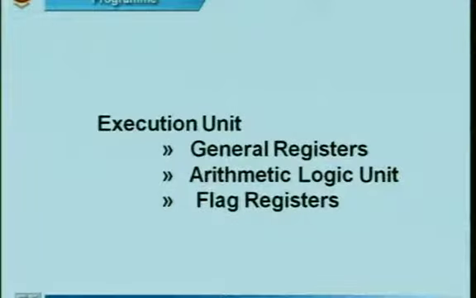Now, the data has to be obtained from some register, and this particular data, whatever is required for the arithmetic or logical operation, is obtained from the general purpose register. So, we are trying to talk about these two units, the bus interface unit and the execution unit, in greater detail as we go further.